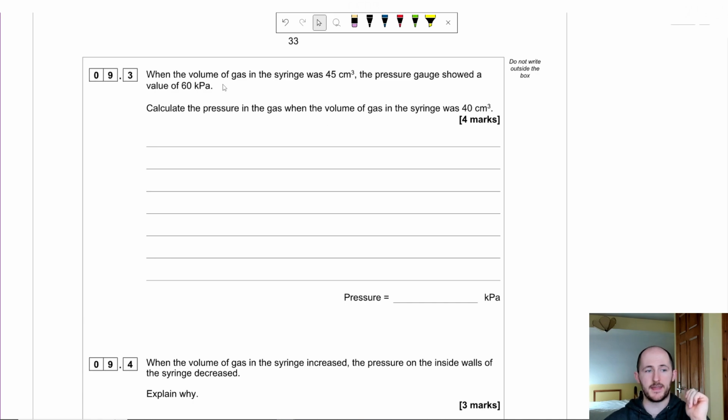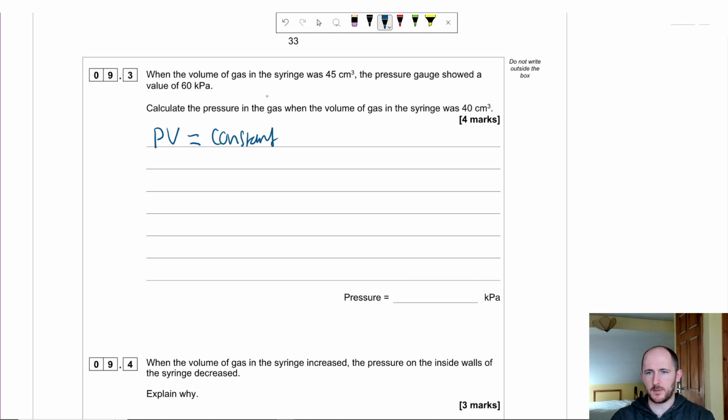When the volume of the gas in the syringe was 45 cubic centimeters, the pressure gauge shows a value of 60 kPa. So we need to calculate the pressure when the volume was 40 cubic centimeters. There are so many ways to do this. But the key point is that pressure times volume should be constant because they're inversely proportional to each other.